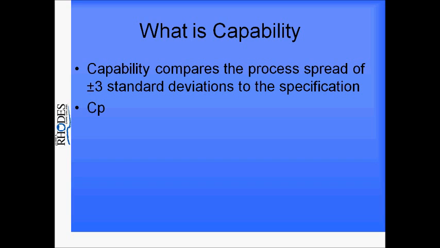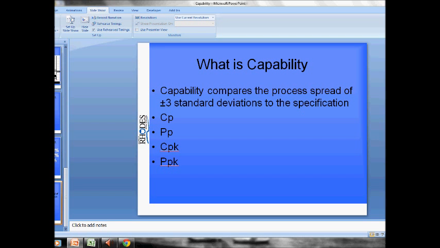And to do that, we have 4 basically capabilities that most people use. One is CP, one is PP, one is CPK, and the other is PPK. I'm going to go through an example to demonstrate each one of these different measures.